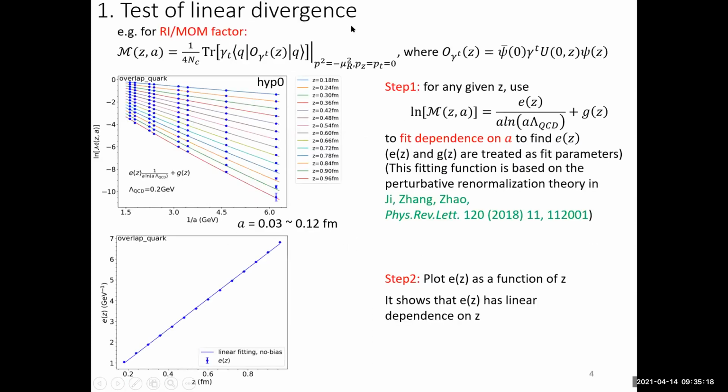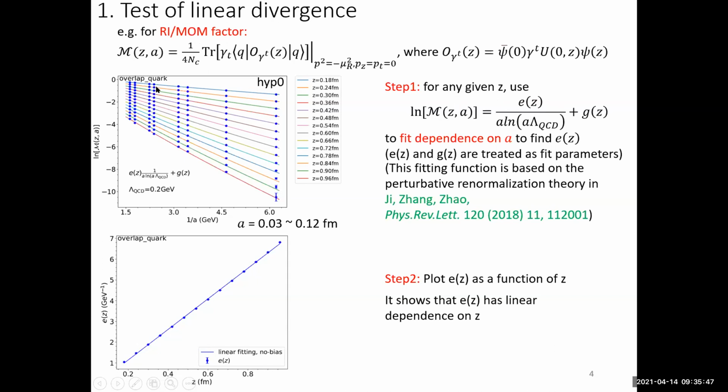I mentioned before that the linear divergence will have the 1/a dependence and the linear z dependence in the exponential. So we must test it in the lattice data. For example, for the Ioffe-time factor, if we take the natural log, we expect it in this form. And then we will use this form to fit the lattice data.